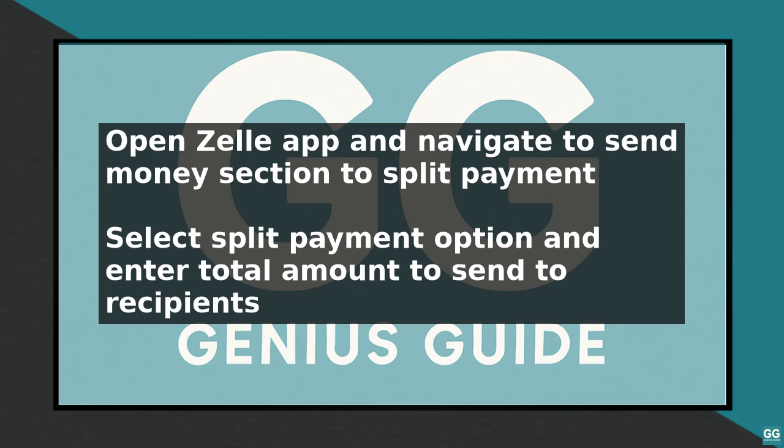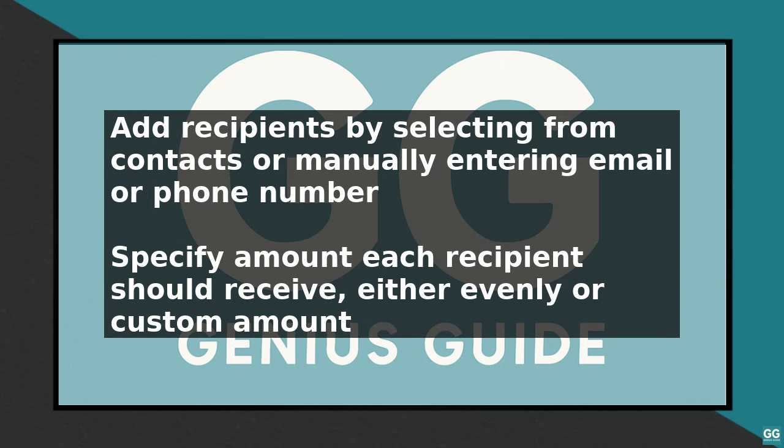You can add recipients by selecting them from your contacts or by manually entering their email addresses or mobile phone numbers. After adding the recipients, you will be asked to specify the amount each recipient should receive. You can choose to split the payment evenly among the recipients or enter a custom amount for each recipient.